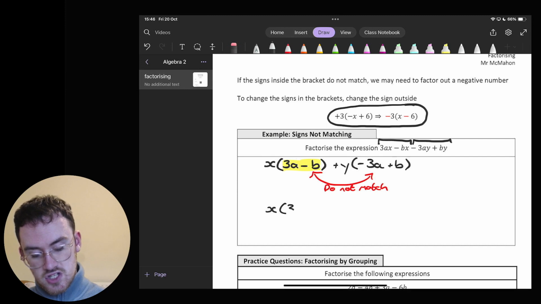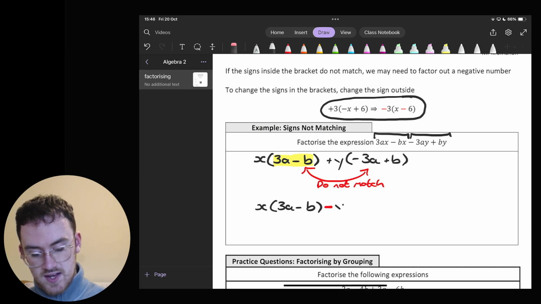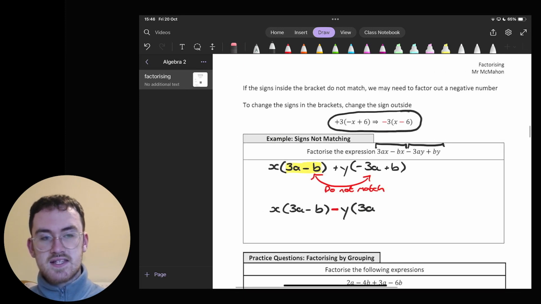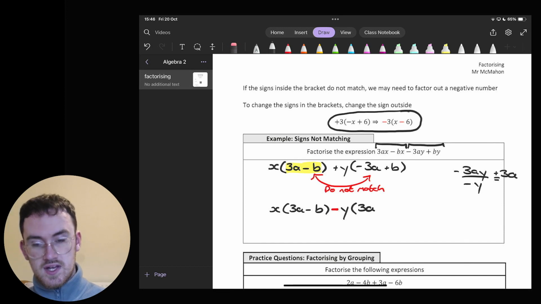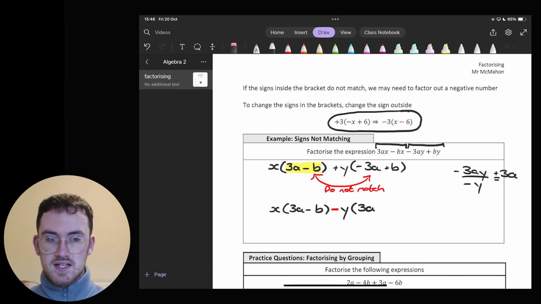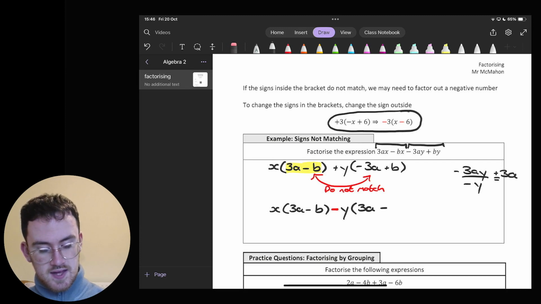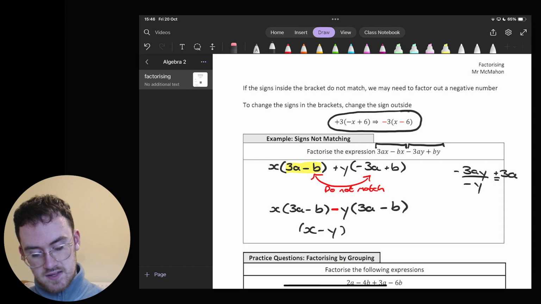So what I need to change there in order to get those to match is actually the sign on the outside. I need to divide or factor out a minus y, because doing that means that minus 3ay divided by minus y is going to leave me with a positive 3a, because a negative divided by a negative gives me a positive. And the same thing goes with the minus b there. And then I can again recombine those as before into my two brackets.